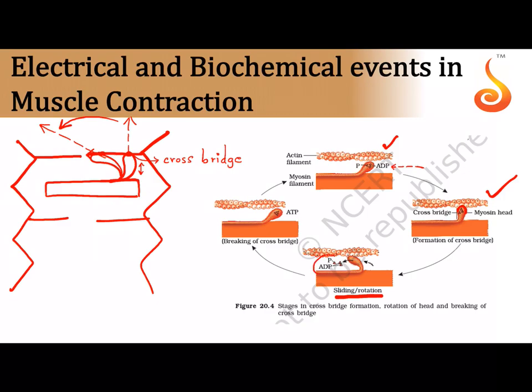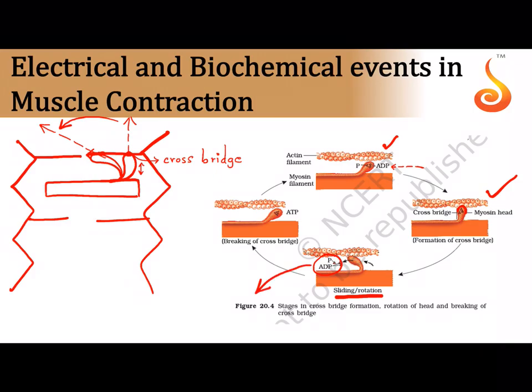For the head to rotate, what should happen? The ADP and Pi should come off. I told you for the head to form a cross bridge, ADP and Pi should be there, but now for the head to rotate, ADP and Pi should come off. And then what should happen?